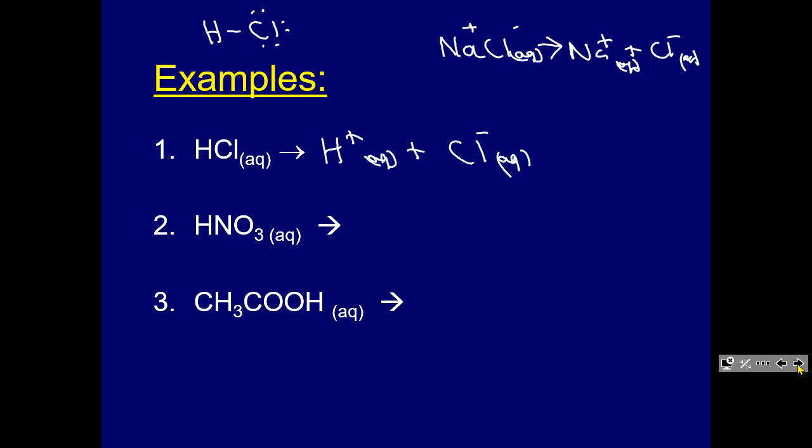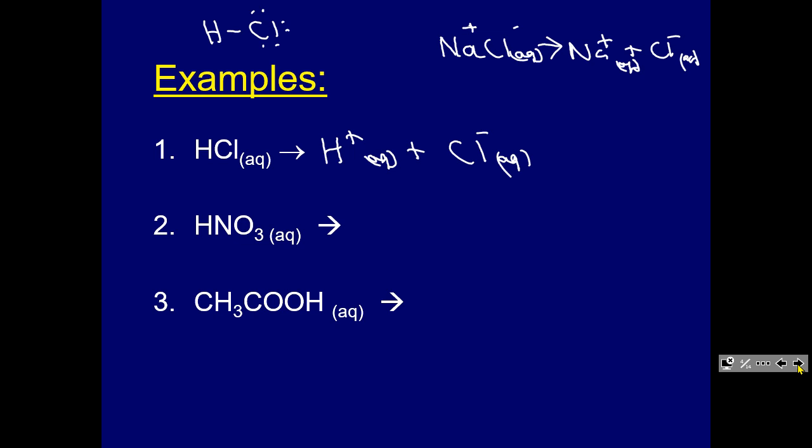In the end, it looks exactly the same. That looks the same as that. The difference, NaCl was already ions, didn't have to become ions, but the molecule wasn't. And therefore, this is called ionization. Okay? So there's a slight difference.